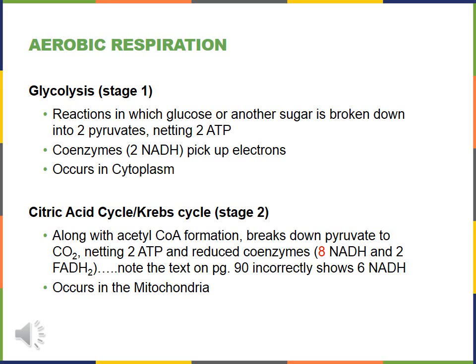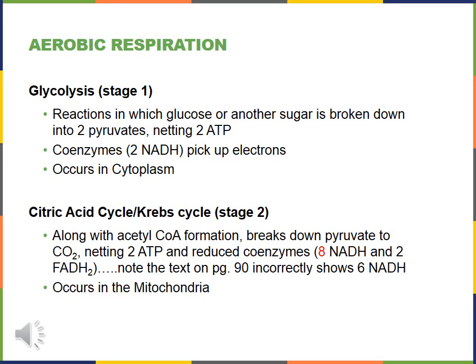Those electrons are moved into the mitochondria, and that's where this citric acid cycle takes place. So we've got acetyl-CoA formation that's come from the glycolysis stage, from the pyruvates basically, and we've formed this acetyl-CoA, and then we've broken down pyruvate to carbon dioxide. We've netted 2 more ATP, and we've reduced coenzymes. Now we have 8 NADH and 2 FADH2.